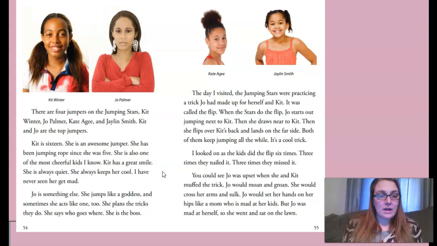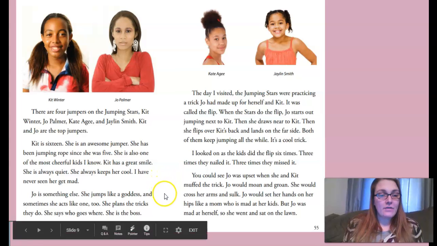Kit has a great smile. She's always quiet. She always keeps her cool. I have never seen her get mad. Jo is something else. She jumps like a goddess, and sometimes she acts like one too.